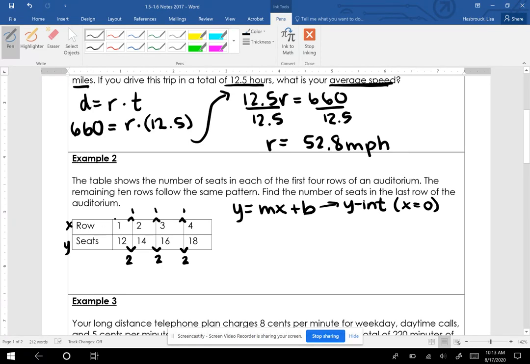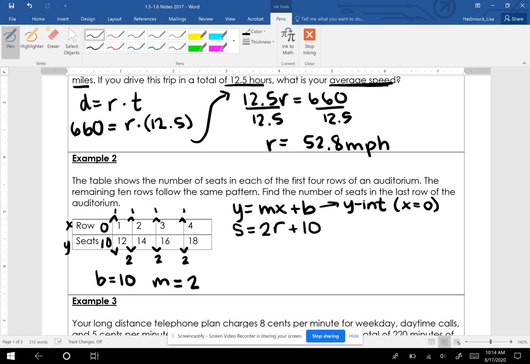So we could find, if there were theoretically a row 0, how many seats or our y value there by using the pattern of going back by 2. So if I do that, if there was a row 0, there would be 10 seats. That means that our b is 10. Now with each row we increase by 2. That's our slope, or our m. It increases by 2 each time. So the number of seats, let's use s, equals 2 times the row plus 10.